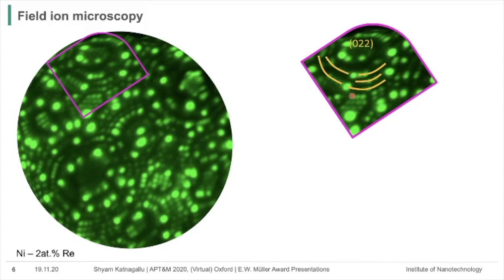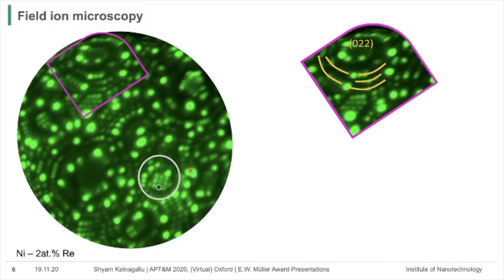And right at the tensile region of this dislocation, you see two bright atoms. These two bright atoms might be rhenium, but we don't know that. And another important feature of field ion microscopy is that if you are careful with your analysis, you can even image vacancies in your sample.